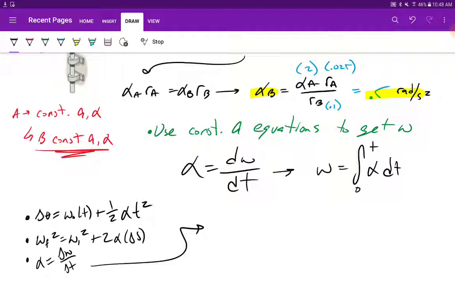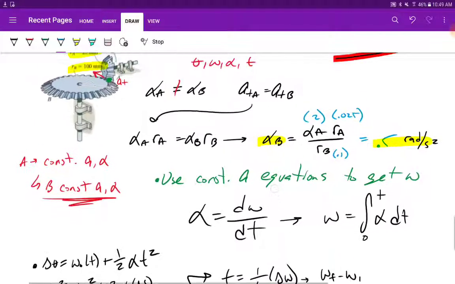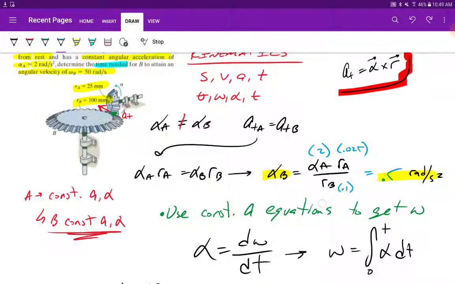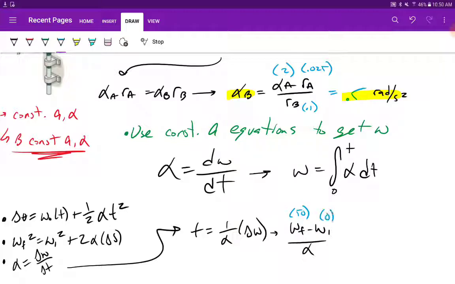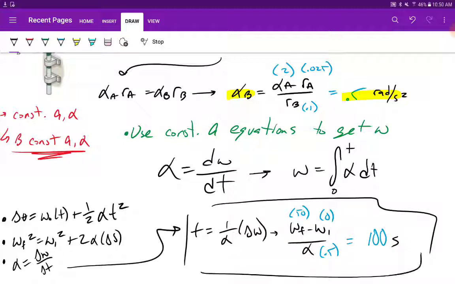So all I have to do is solve for time. Time equals 1 over alpha times delta W. Delta W is W2 minus W1, so I got W final minus W initial over alpha. Cool. I know W final is going to be 50. They told us that in this part right here. They said the problem starts from rest, so W initial is 0. And then the alpha I found was 0.5. That's where this guy comes in, and that's why that was so important. All right, cool. So 50 over 0.5 is what, 100? So my answer is 100, and that will be seconds, and that is the answer.